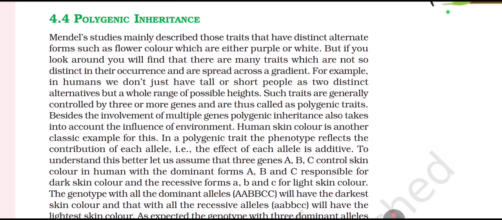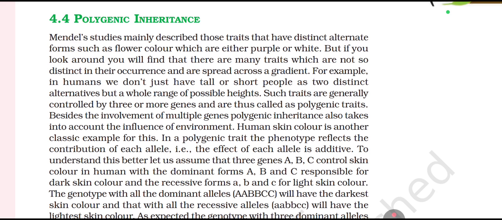4.4 Polygenic inheritance. Mendel's studies mainly described those traits that have distinct alternate forms such as flower color, which are either purple or white. But if you look around, you will find that there are many traits which are not so distinct in their occurrence and are spread across a gradient. For example, in humans, we don't just have tall or short people as two distinct alternatives but a whole range of possible heights. Such traits are generally controlled by three or more genes and are thus called polygenic traits.